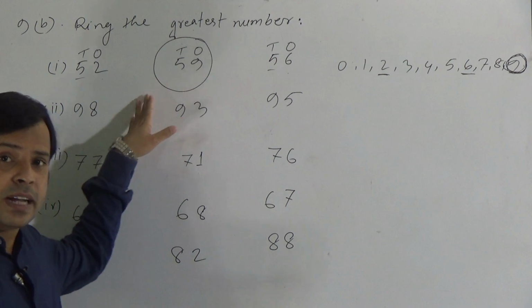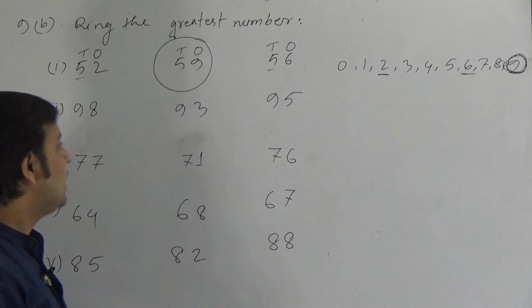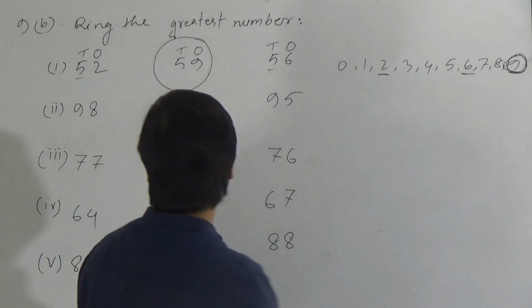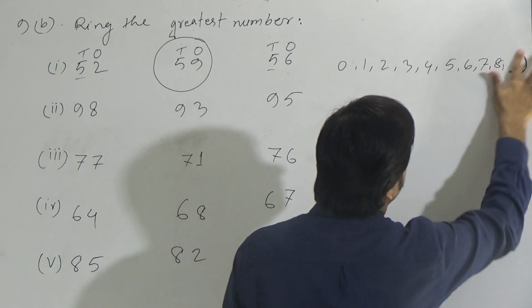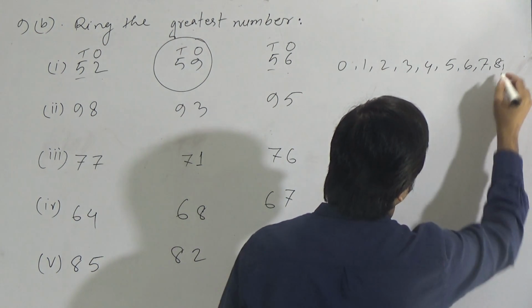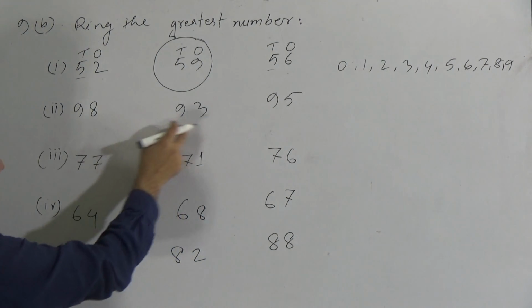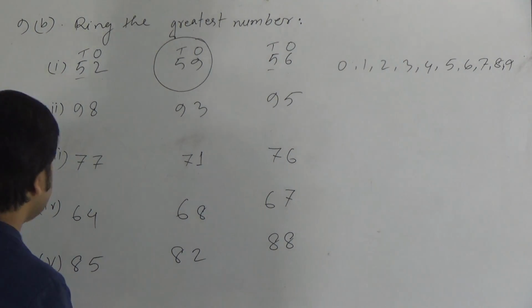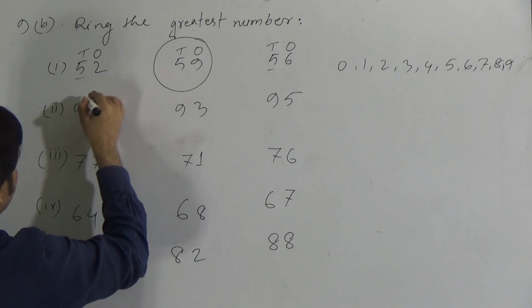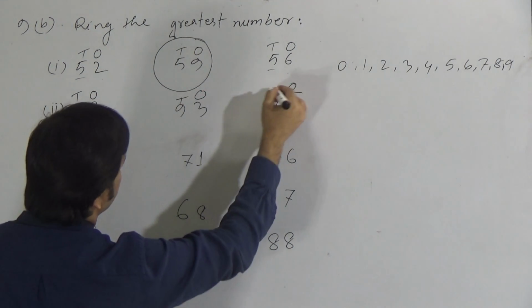Okay, dear students, I hope you have understood how to determine the greatest number. Then consider the next question. 3 numbers are given here. These 3 numbers are 98, 93, 95. Which one is the greatest? We have to determine. To determine, indicate the position of the digits of each number. Ones, tens, ones, tens, ones, tens.